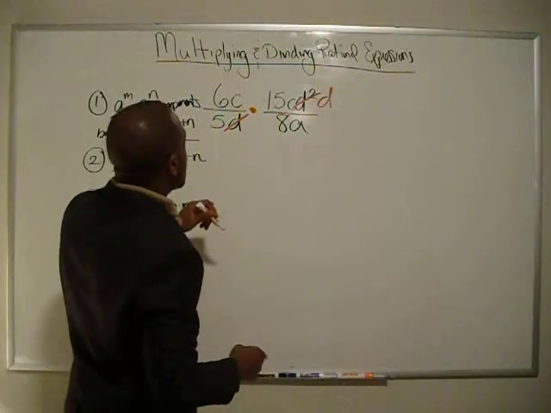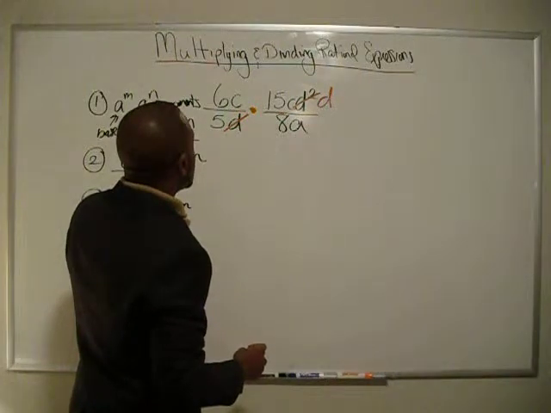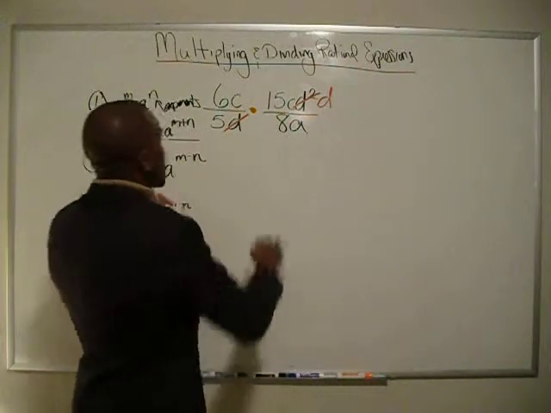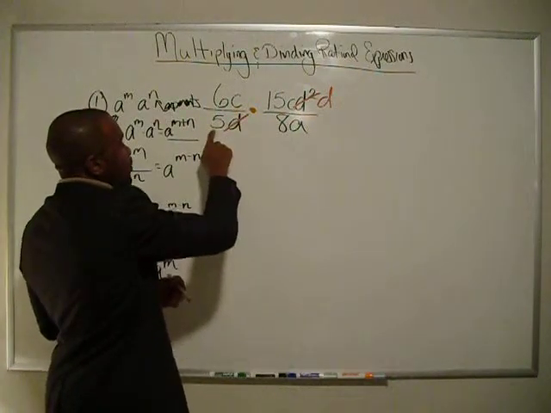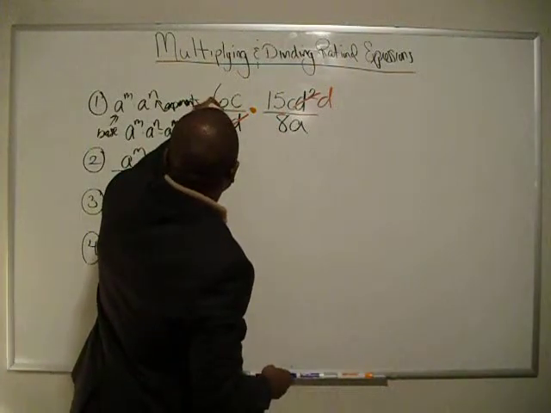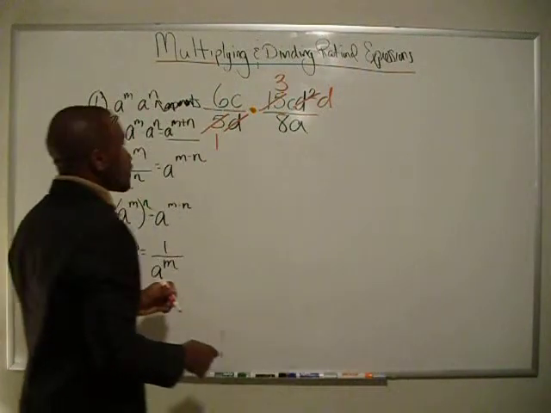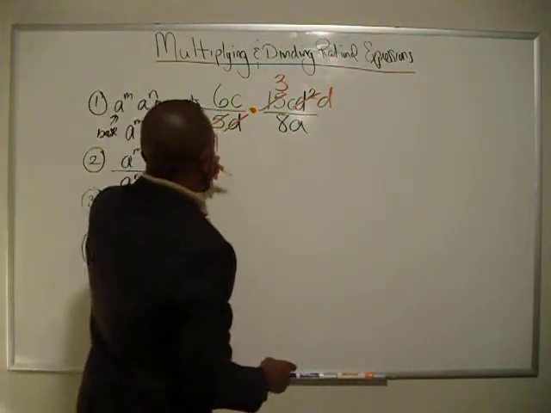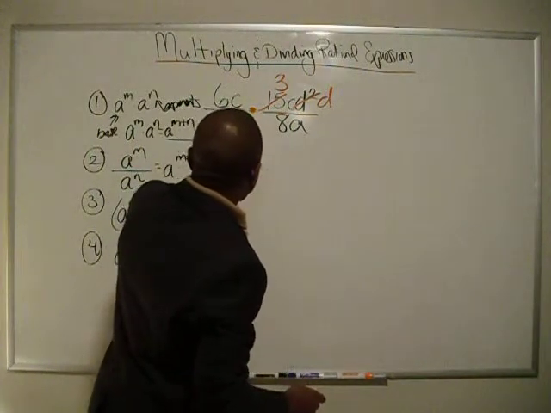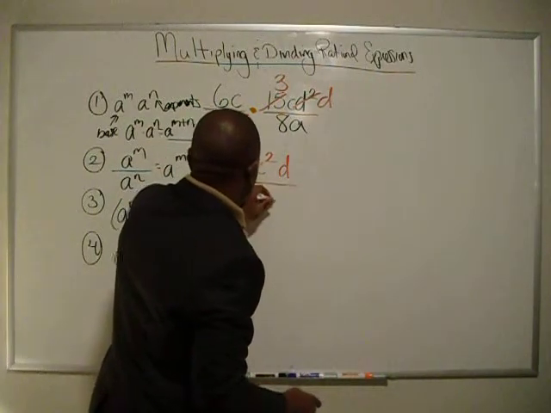So now, my d's are squared away. I leave d on top. I don't have anything to do with the a besides leave it downstairs. So now I simplify. One more thing: 5 goes into 15 3 times. So 3 on top, 1 on the bottom. I multiply my numbers: 18c squared d over 8a.